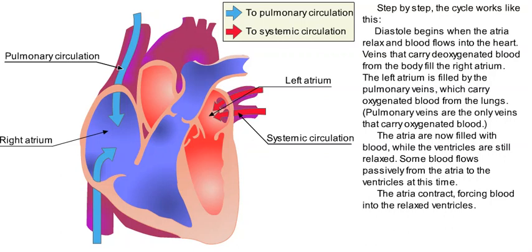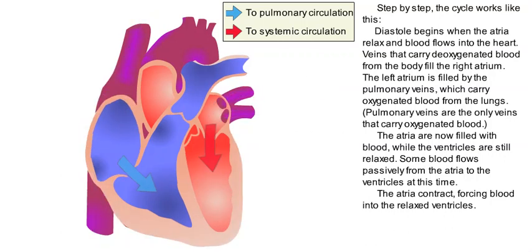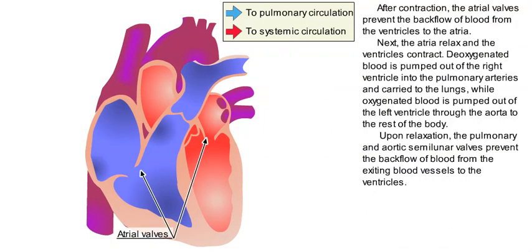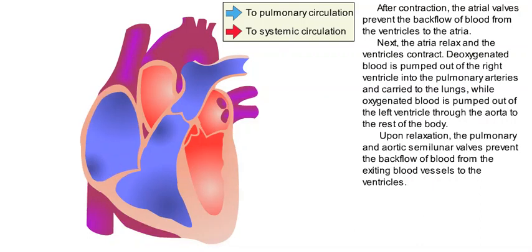The atria are now filled with blood, while the ventricles are still relaxed. Some blood flows passively from the atria to the ventricles at this time. The atria contract, forcing blood into the relaxed ventricles. After contraction, the atrial valves prevent the backflow of blood from the ventricles to the atria. Next, the atria relax and the ventricles contract.